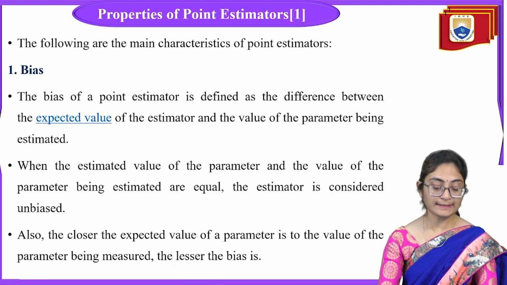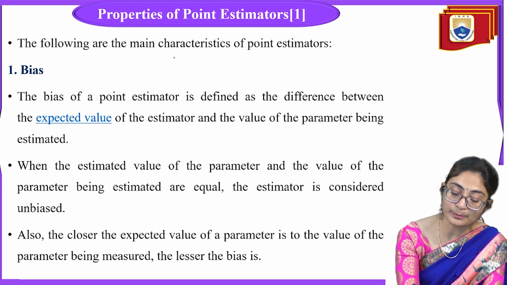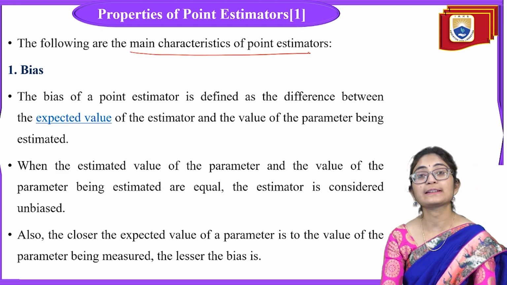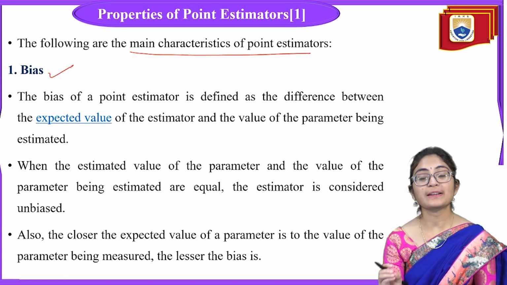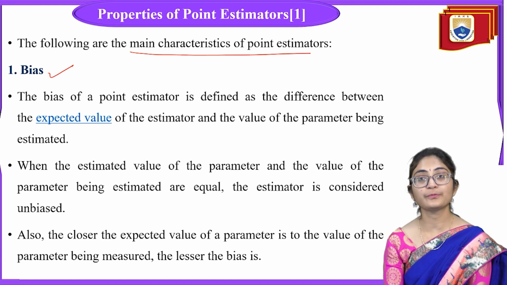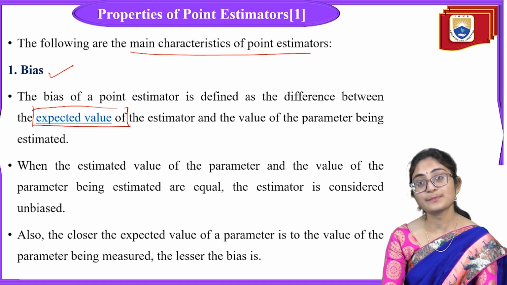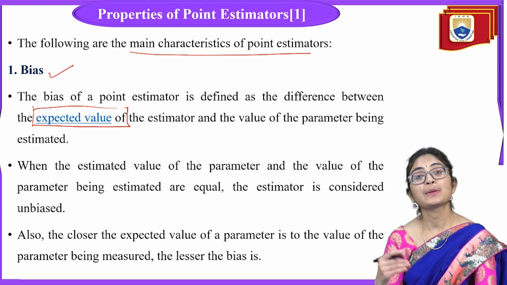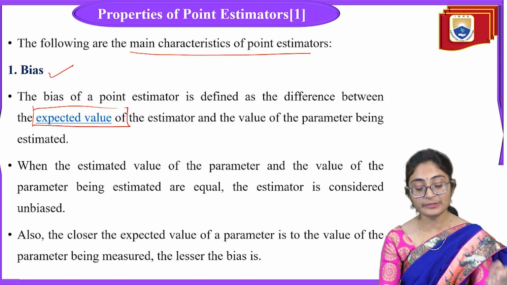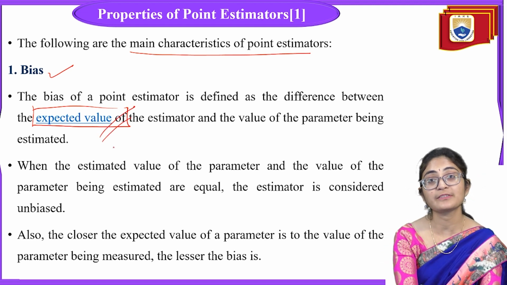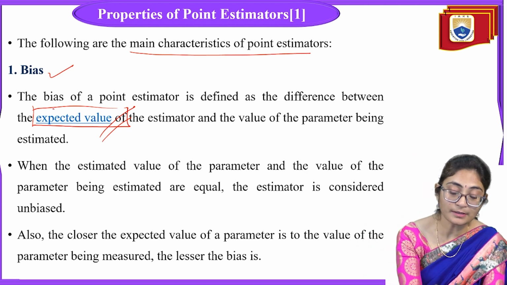Now we will see the properties of point estimators. The following are the main characteristics of a point estimator. First, bias. The bias of a point estimator is defined as the difference between the expected value of the estimator and the value of the parameter being estimated. That is, the difference between your expected value and what you have to find out is the bias.